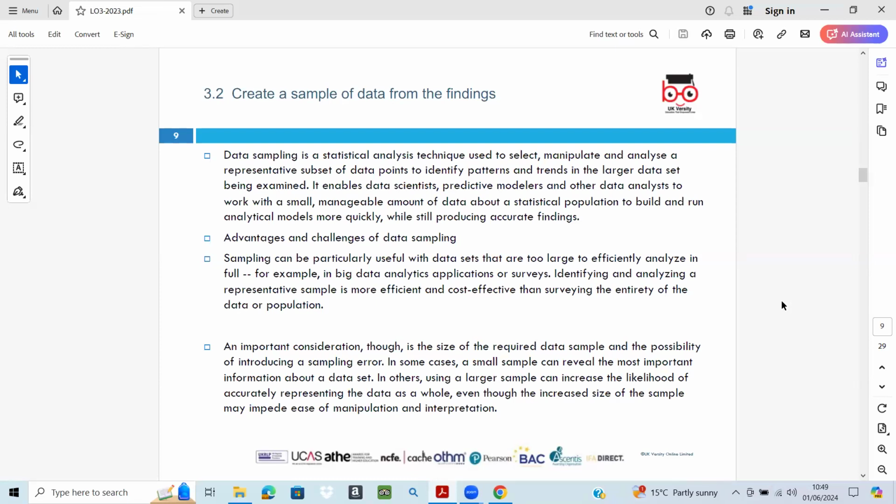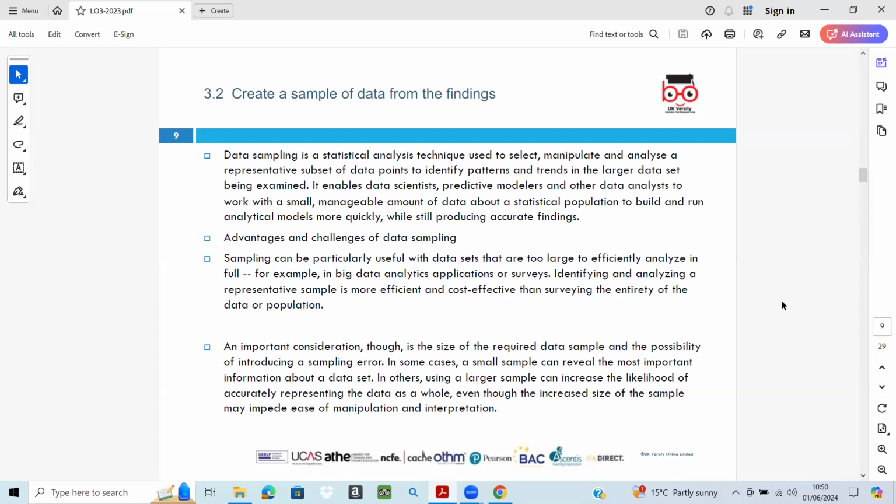So data sampling is a statistical analysis technique used to select, manipulate, and analyze a representative subset of data points. This subset helps to identify pattern and trends in larger data set being examined. So what is the purpose? Data sampling enables researchers, data scientists, and analysts to work with a more manageable amount of data from a statistical population. It allows for building and running analytical models more quickly while still producing accurate findings.